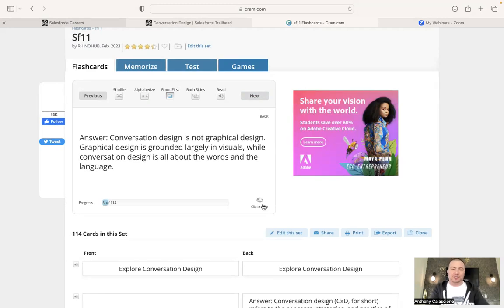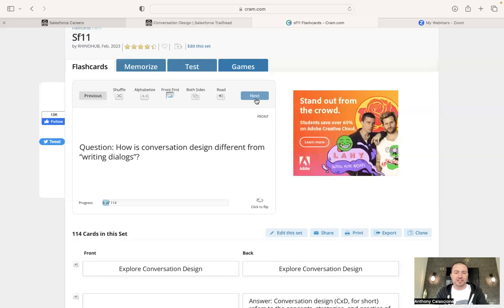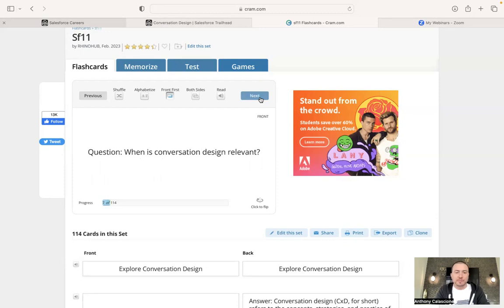How is conversation design different from graphical design? Conversation design is not graphical design. Graphical design is grounded largely in visuals, while conversation design is all about the words and the language. How is conversation design different from writing dialogues? Conversation design is not writing dialogues. Conversation design leverages decades of research on linguistic patterns to build a strategic system of communication, from how to take turns to how to cultivate a specific tone.